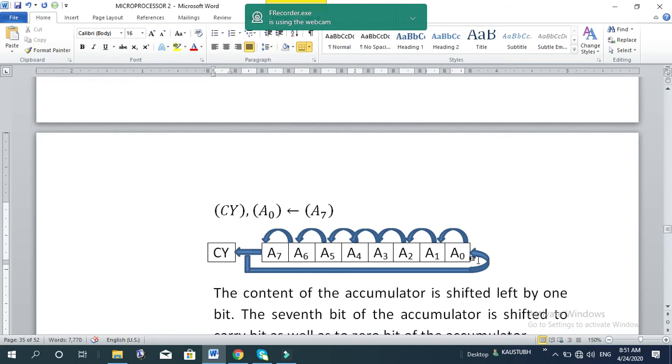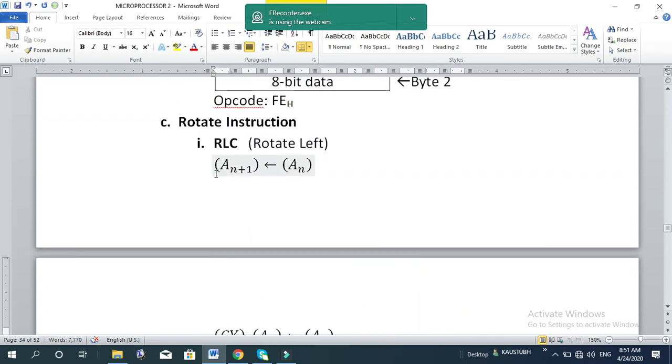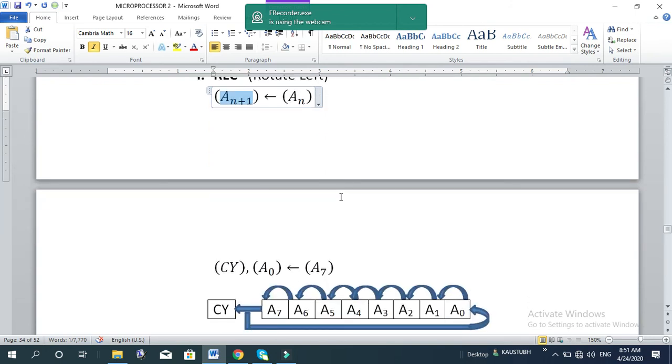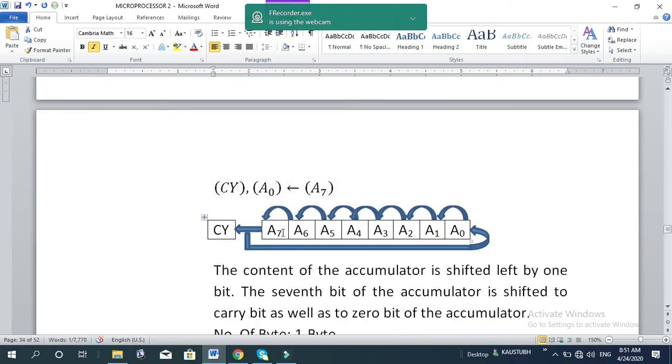flag. So the carry flag gets affected, because there may be something else in the carry flag. Okay, so that will be pushed out, and A7 will occupy the carry flag. Okay, and in the instruction format it is 0 0 0 0 0 1 1 1, that is 07 hex. Okay, that is rotate left without carry.